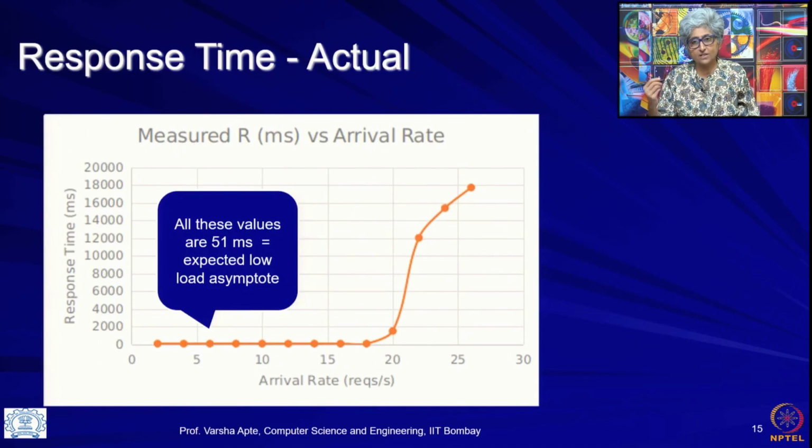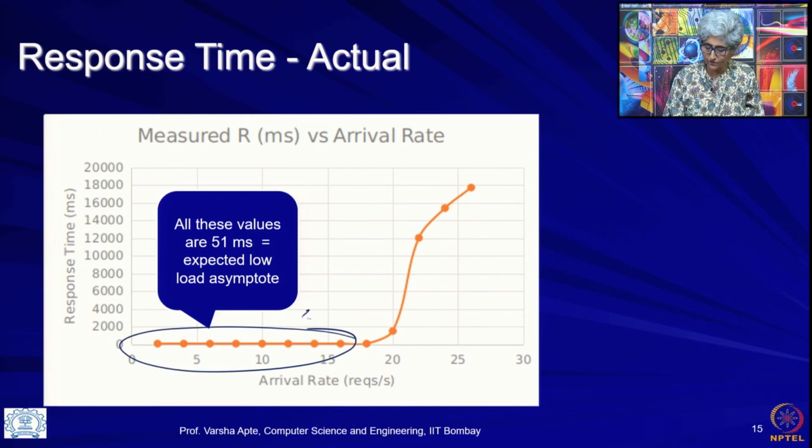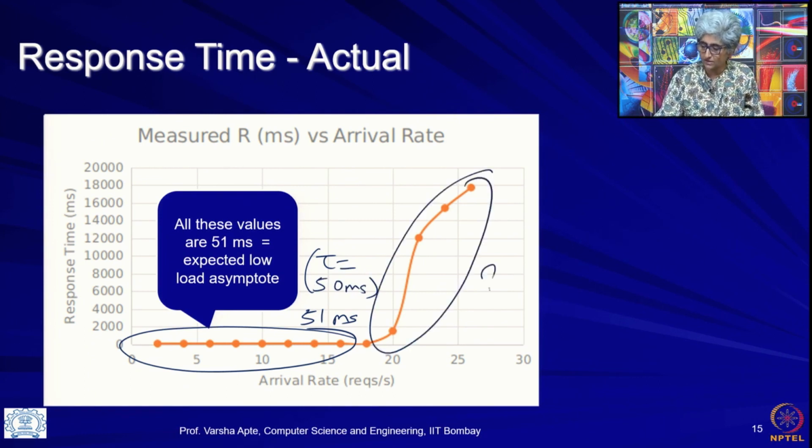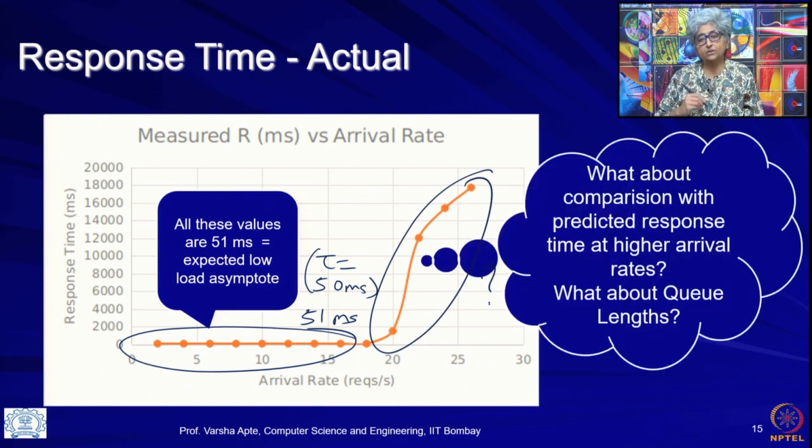So, this is just a first glimpse of some results. This is response time. These values are not visible at this scale, but all the values at low load are actually 51 milliseconds. Remember, the low load asymptote is supposed to be tau, the service time, which was 50 milliseconds. So, this also matches quite well, and then there is some increase that happens here, which is something that we do not know yet.